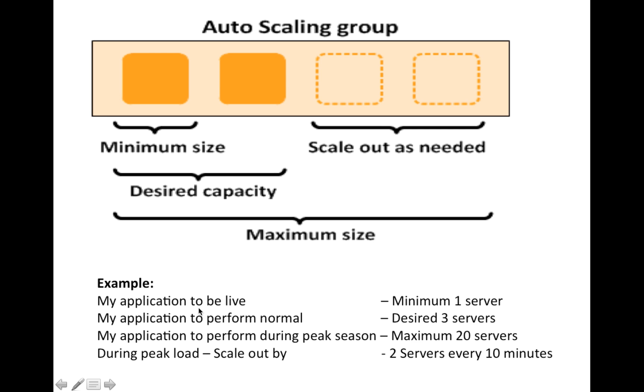Let me walk through one more time. Let's say I have an application. For my application to be live, I need a minimum of 1 server. For my application to perform normally, I decide to have 3 servers. For my application to perform during the peak load, peak season, I can go up to 20 servers. And when I go to 20 servers, I would like to scale out 2 servers for every 10 minutes. For example, if the CPU goes to 80%, I'll watch it for 10 minutes. Consistently, if the CPU stays at 80% or above, I add 2 more servers. Still, if the CPU is 80% or above, again add 2 more servers. It is like every 10 minutes I will add two servers, and I can go up to 20 servers.